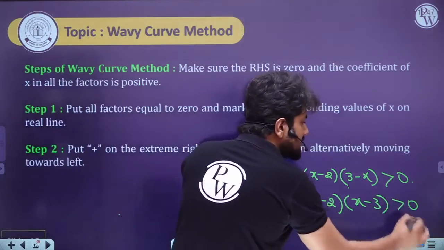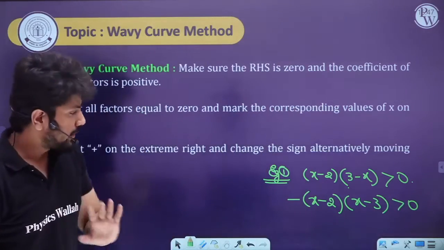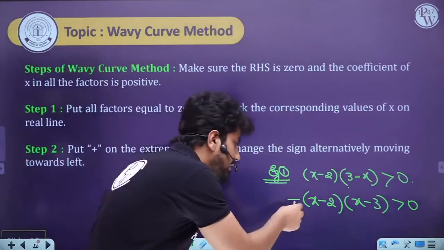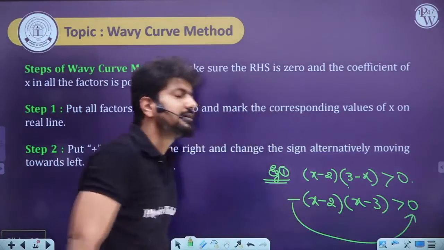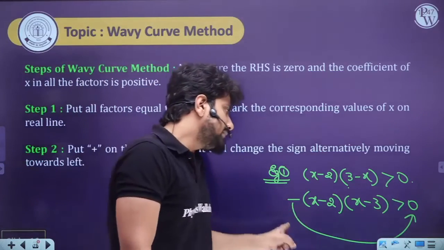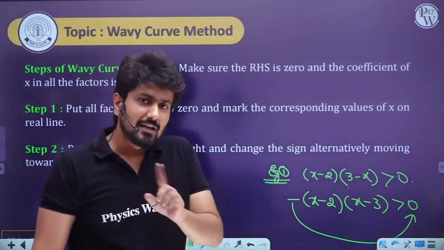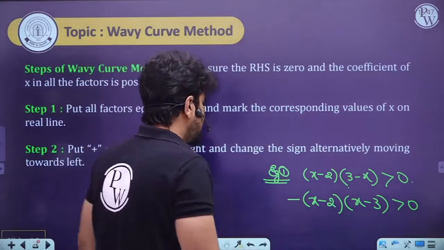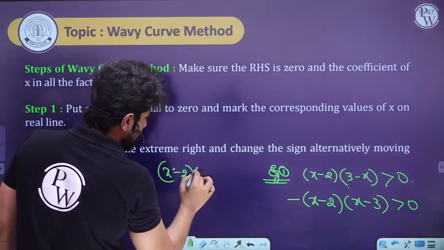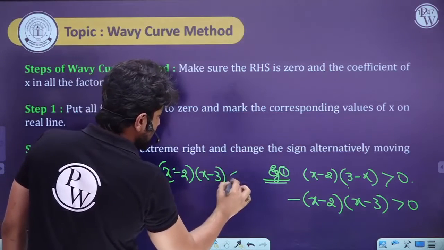Still there is no change in the inequality. There is a minus, or you can say minus 1. So now if you divide by this minus 1 on the right hand side, the inequality will change, and this inequality will become x minus 2 multiplied by x minus 3 less than 0.